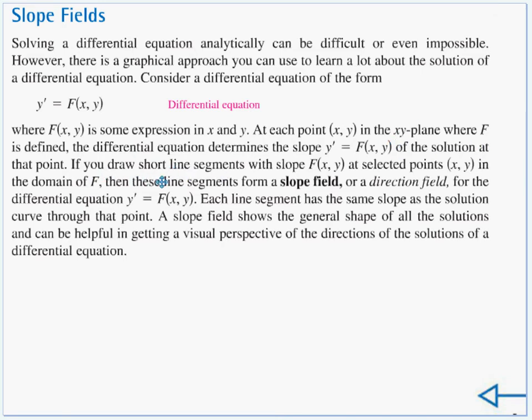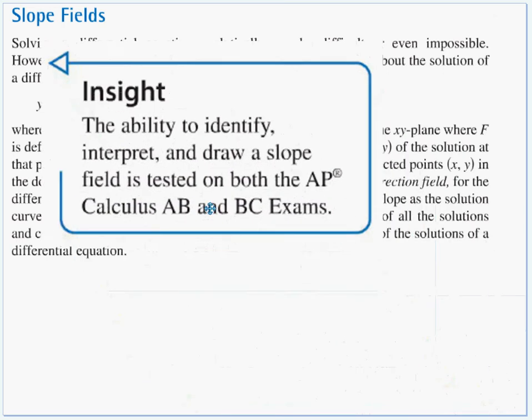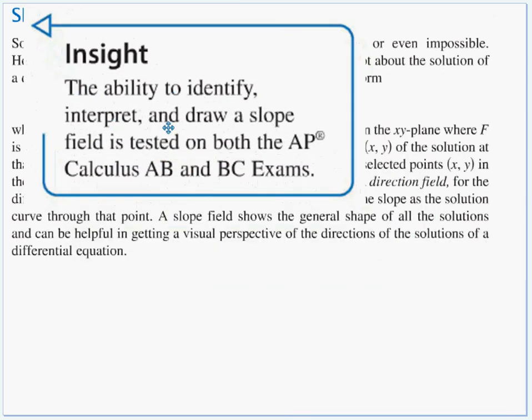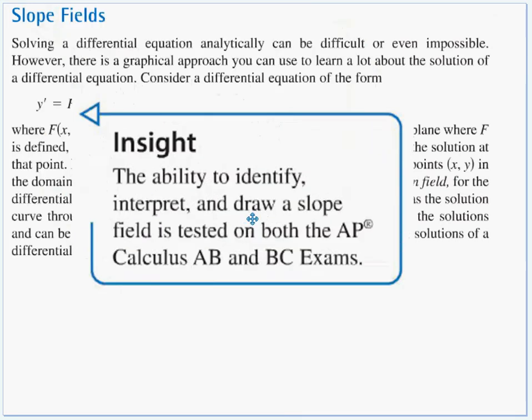If you draw a short line segment with that slope at that selected point in the domain of the function, these line segments will form a slope field, or a directional field, for that differential equation. Each line segment has the same slope as the solution curve at that exact point. The slope field shows the general shape of all the solutions and can be helpful in getting a visual perspective of the directions of the solutions of our differential equation. And then it says here, the ability to identify, interpret, and draw a slope field is tested on both AP exams, AB and BC.